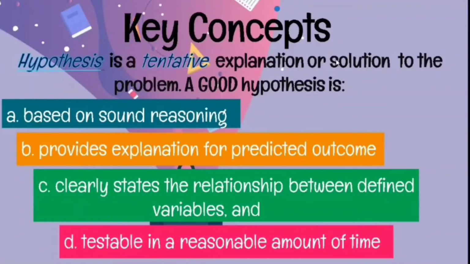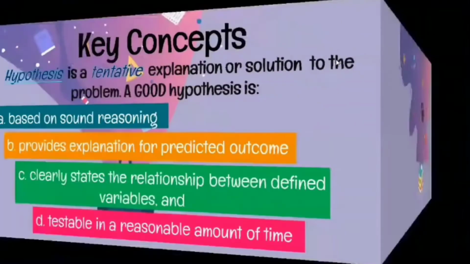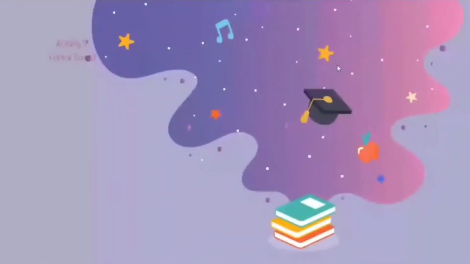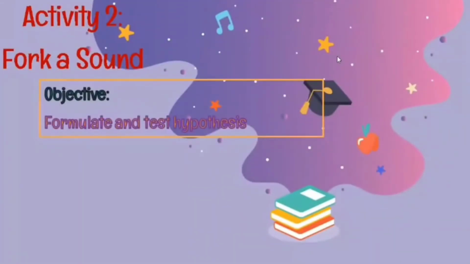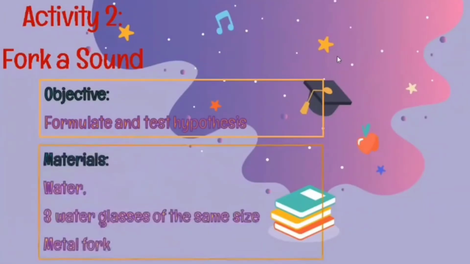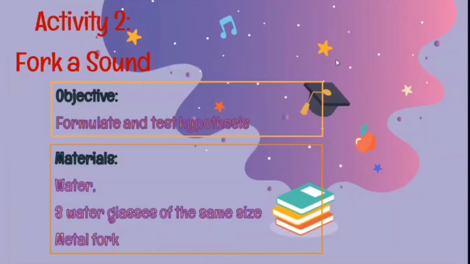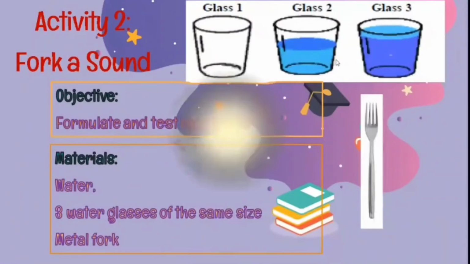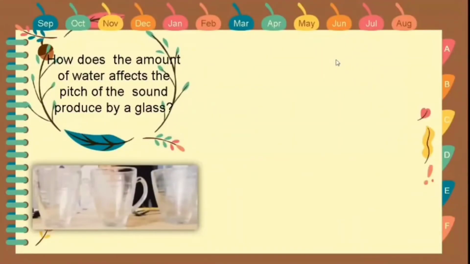Let's now proceed to the next activity. Activity number 2, entitled Fork a Sound. The objective is to formulate and test hypothesis. The materials that we needed to prepare are water, 3 water glasses of the same size, and metal fork.